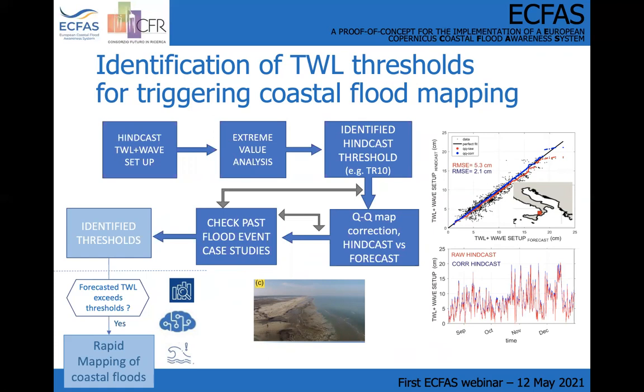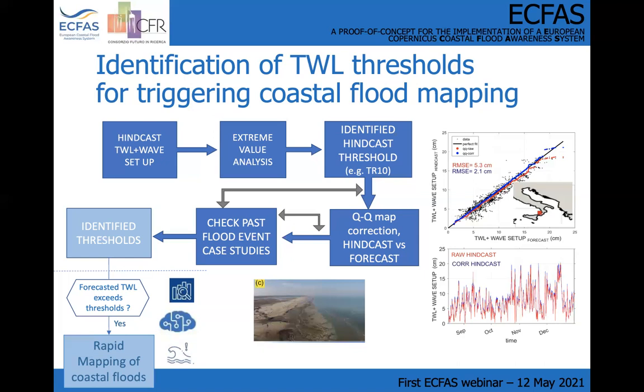So we will go from the hindcast of total water level and wave setup to an extreme value analysis to identify hindcast thresholds, for instance, focusing on the 2-year return period levels. We will perform some quantile mapping correction to adjust the water level from the hindcast to those of the forecast, and you can see illustrations of that on the right hand side of this slide.